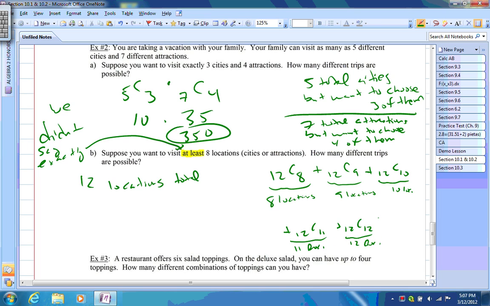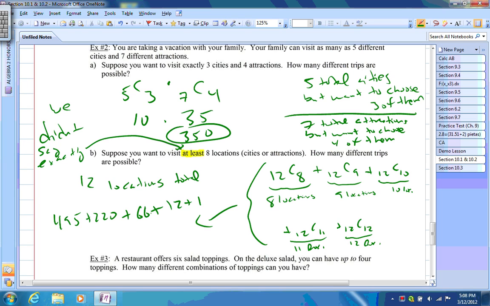So if you work all that out, that's going to take a little bit of a while. Let me work on my calculator right now. You might want to work it out too, or pause the video. See if you get the same thing. So all that should be 495 plus 220 plus 66 plus 12 plus 1.